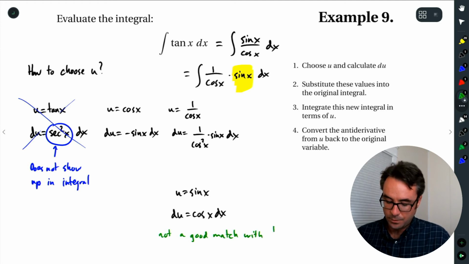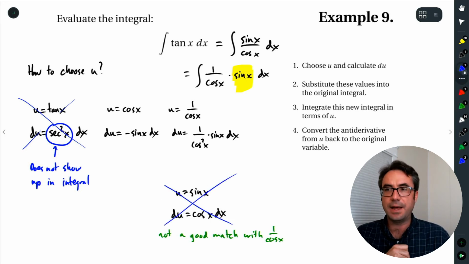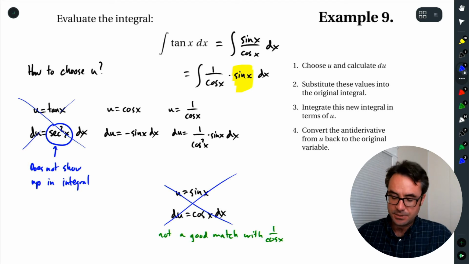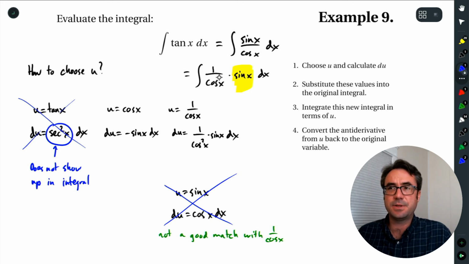With the 1 over cosine x that we would have left, maybe there's something we could do, but right now it's not a good match. So I would probably move on and try something else. You can normally tell if a substitution is going to work by what happens when you calculate the differential. So cosine x doesn't really match up with this 1 over cosine x.